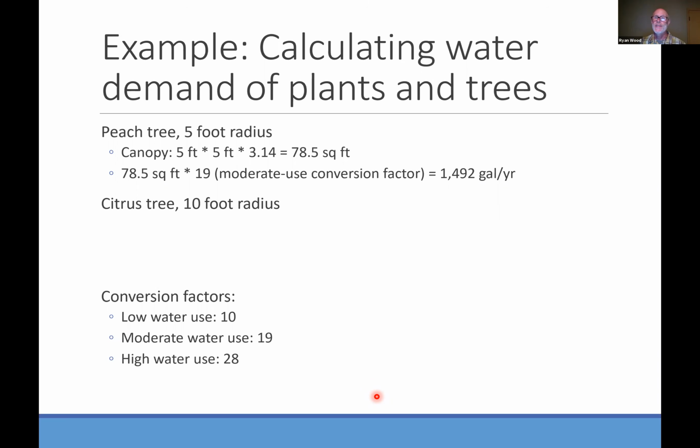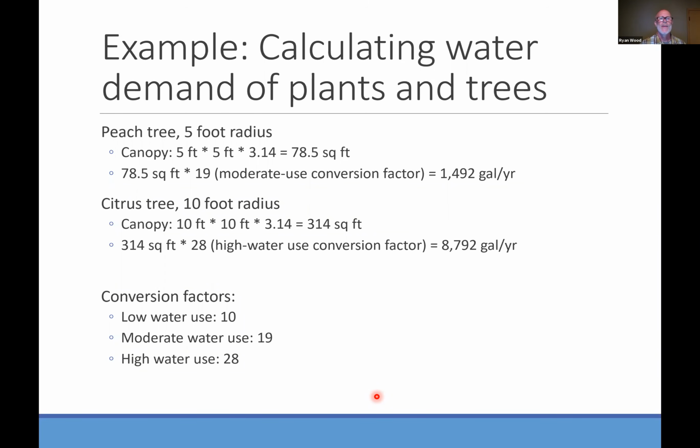Now your citrus tree, a 10-foot radius, this must be a grapefruit tree. It's huge, 20-foot diameter citrus tree. Okay, so we're going to take that 10-foot times 10 foot times 3.14. That gives us 314 square feet underneath that tree. So 314 square foot area. We're going to multiply that by 28 because citrus trees are a high water use plant. And that gives us almost 9,000 gallons a year, 8,792 gallons a year.